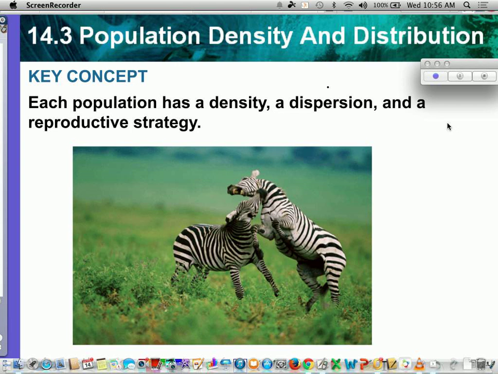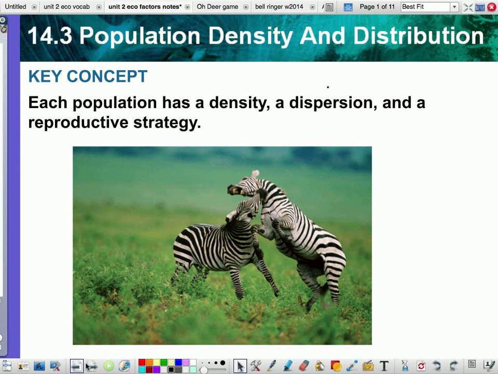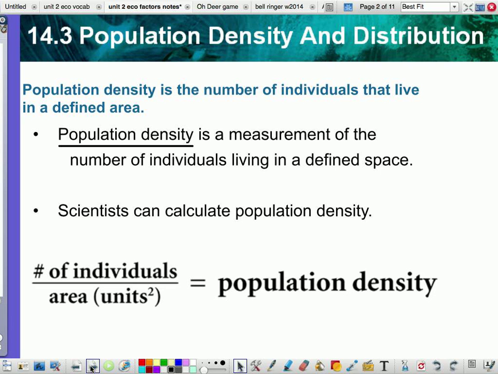All right, so let's talk about limiting factors, population densities, and survivorship. That's what these notes are all about. Okay, so the first step is talking about distributions and densities of populations.